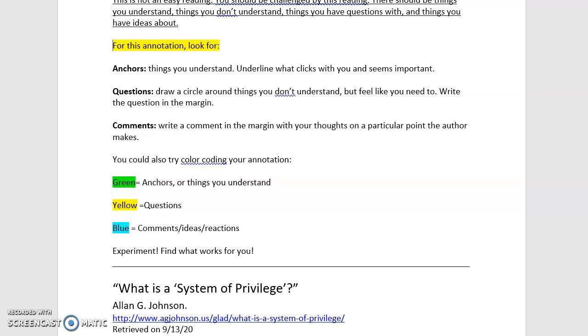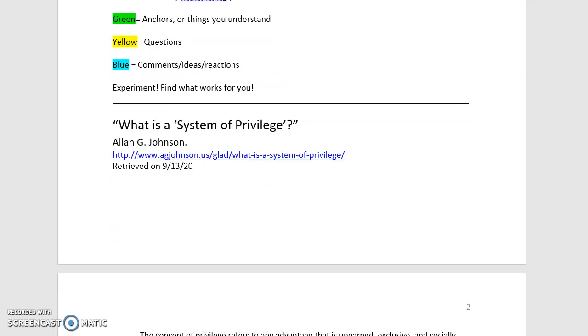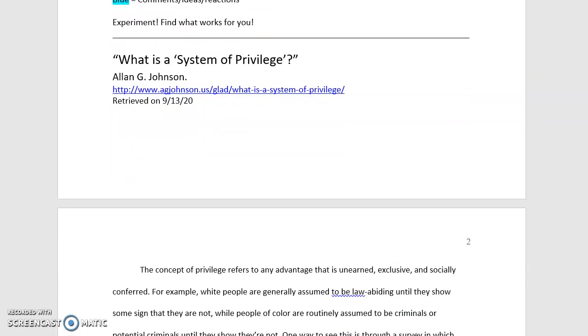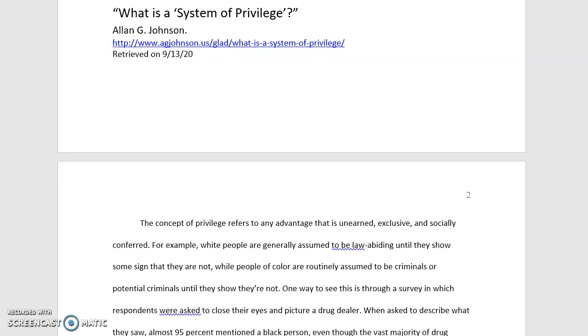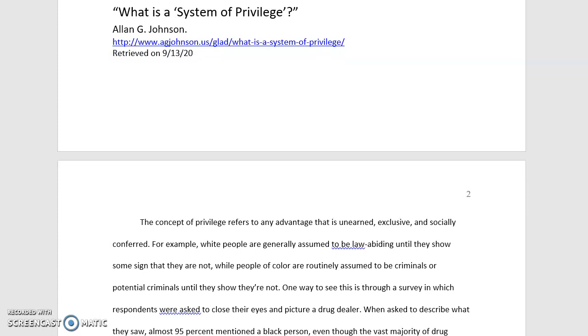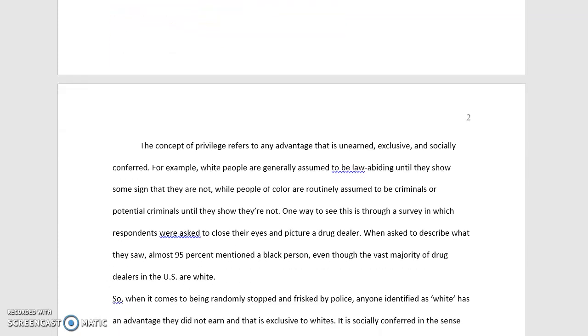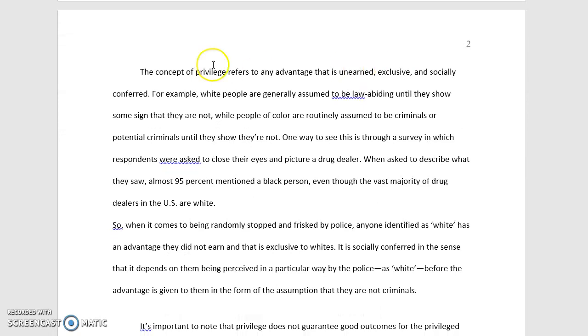So I'm going to get started right now. I'm going to do the reading with you, and I'm going to annotate it as we go so you can see what it looks like and what the reading process is like, how this whole thing works. This, by the way, is a reading from the English 101 textbook, so it's a lot shorter than the kind of stuff you'll often get in English 101, but it's that level of challenge. Okay, so this is from Alan Johnson. It's What is a System of Privilege? And I'm just going to go ahead and read and annotate.